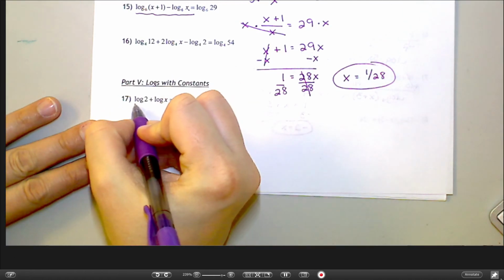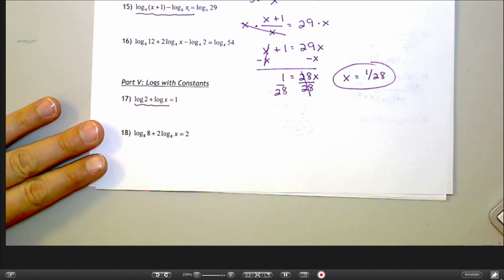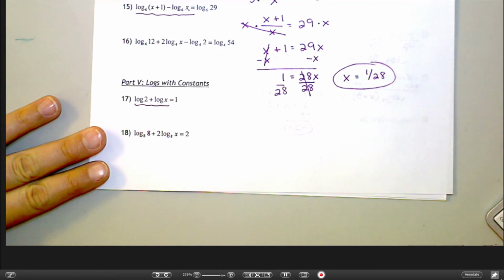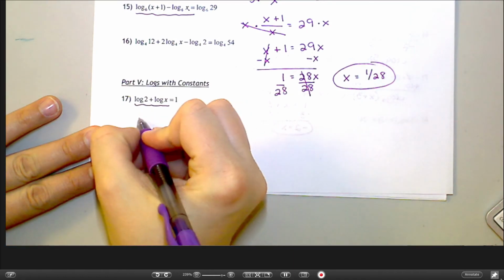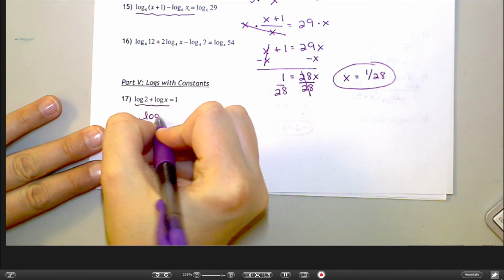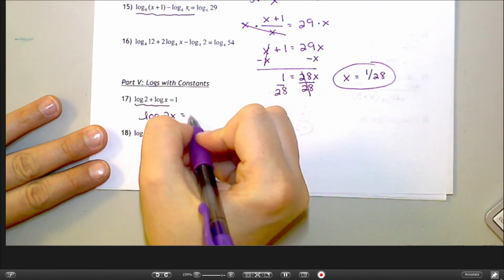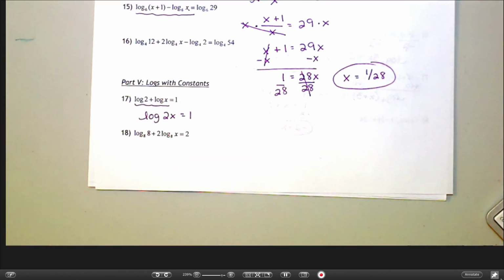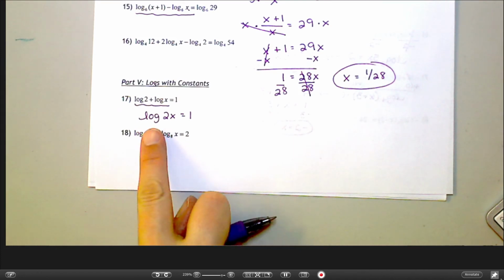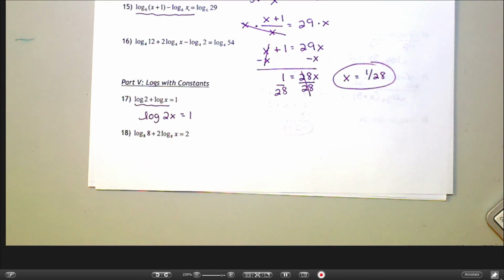I'm going to combine these. How do I combine those? It would be log of 2x, because addition means multiplication. And now I have a log equal to a number. So I'm going to rewrite this as an exponent.